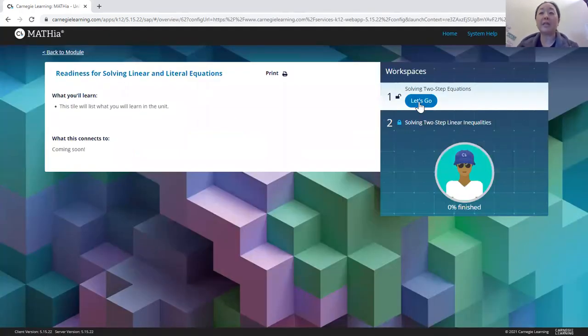From here, you'll get to solving two-step equations. That's the first workspace you should be working on. If it does not say that, because you've never logged into Mathia before, you need to tell me, because I couldn't move you until you've actually logged in before. That was out of my control. But you should be in the correct module.